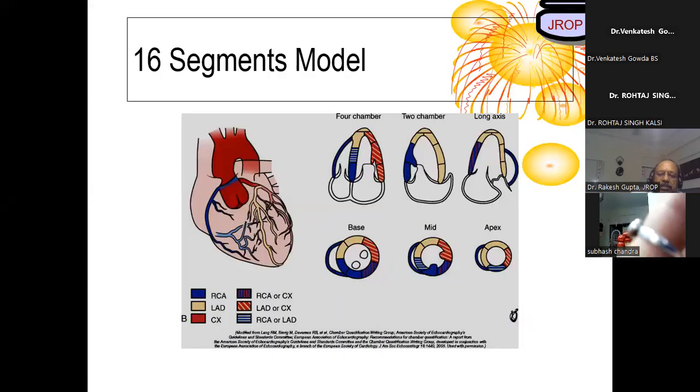Okay, can you see this slide? Yes, sir. We look at these segments. These segments are 4 views, then another 6 window, 6 segments and 4 segments, right?